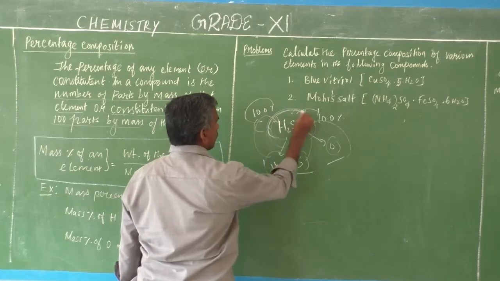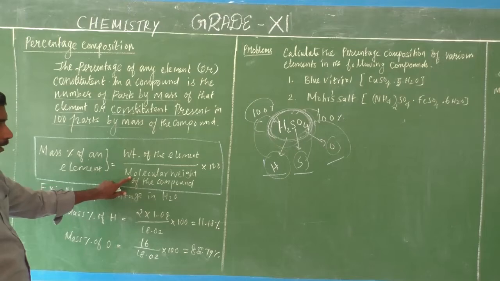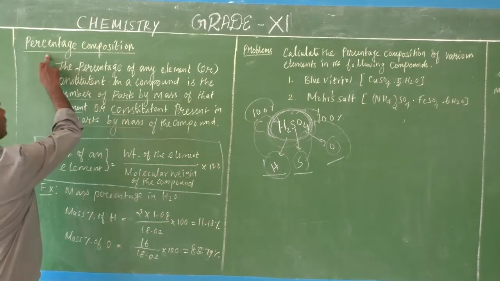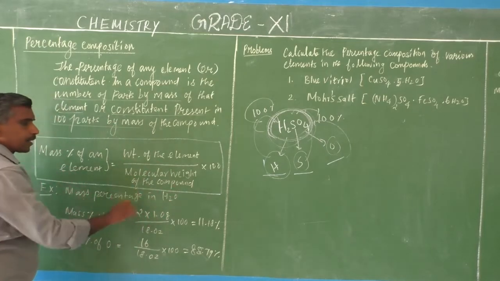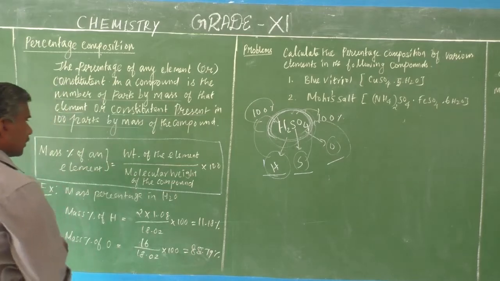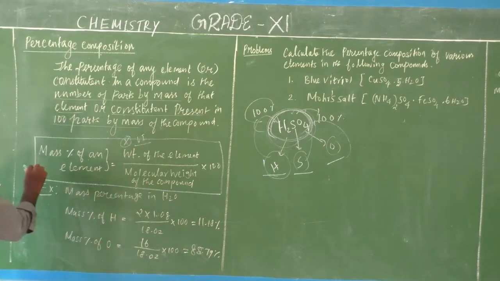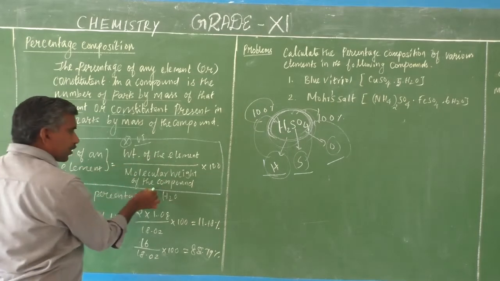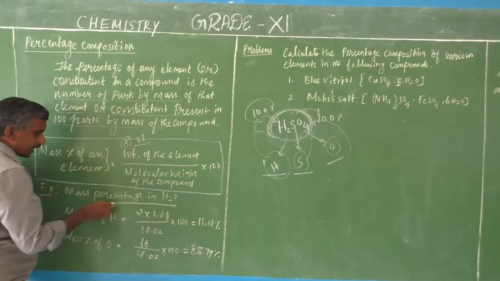The molecular weight of the compound, sulfuric acid, into 100. This 100 indicates percentage, because 100 is percentage. So the weight of the element divided by the molecular weight of the compound into 100. It's a very important formula. Mass percentage of an element is equal to the weight of the element divided by the molecular weight of the compound into 100.